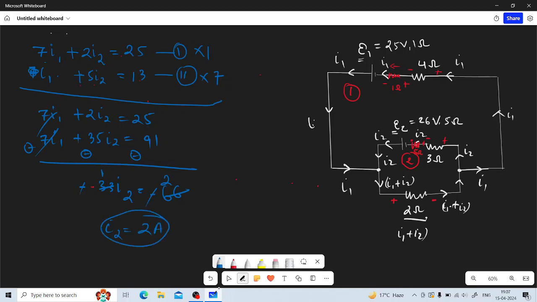So we got I2. Now next we need to find I1. So let's substitute this in equation number 2. I2 I got as 2 ampere. So write this as 2 ampere. 5 2s are 10. I1 is there, plus is there, and this is 13. Substituting this in the original equation 2, this is I1, and we have here 13 minus 10, 3. So I1 is 3 ampere, I2 is 2 ampere. So we got the values of I1 and I2.